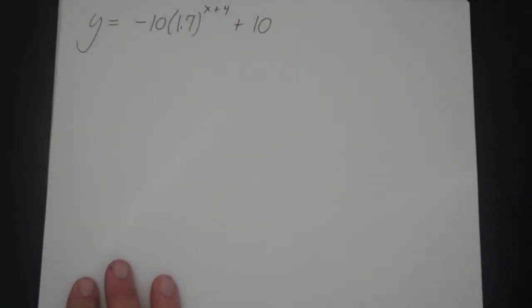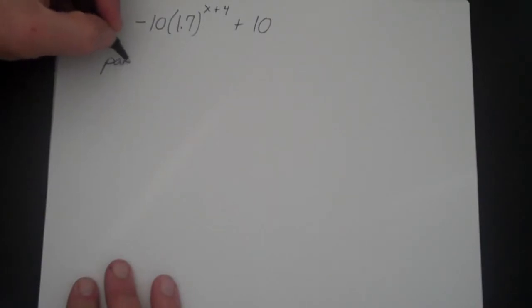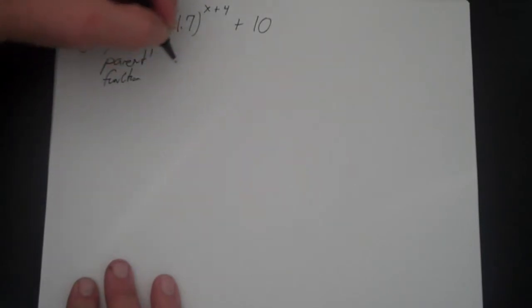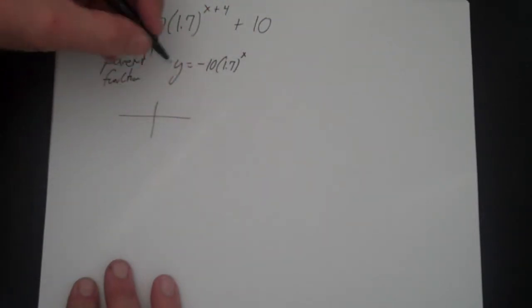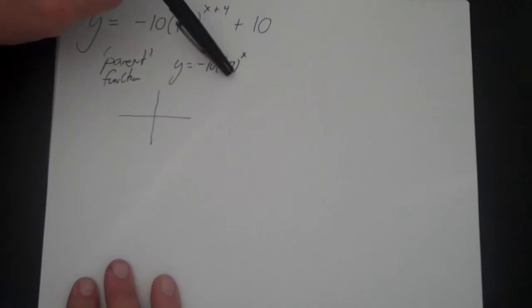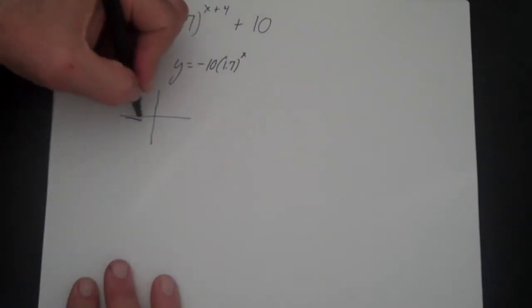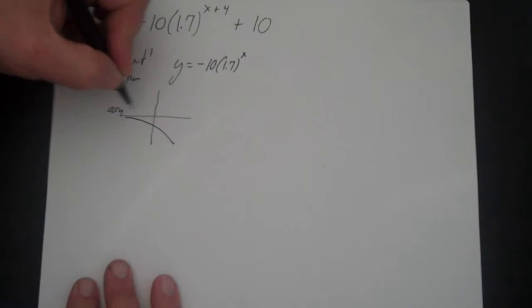Let's look at some quick examples. Let's do y equals minus 10 times 1.7 to the x plus 4, plus 10. If you want to, you can look at what I call the parent function, y equals minus 10 times 1.7 to the x. What does that roughly look like? This is exponential growth, but it's flipped, so it's going to look something like this, and this is going to be the asymptote.